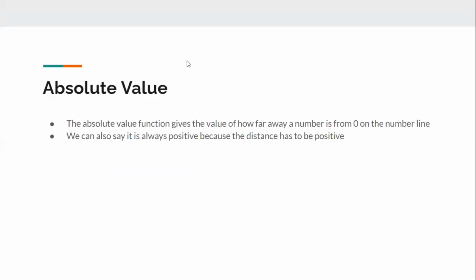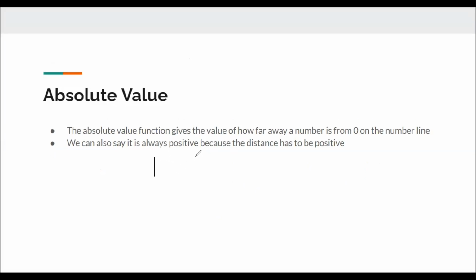Then there's the absolute value function, which gives you the value of how far away a number is from 0 on the number line. So what I mean by that is like this, you use this symbol to denote absolute value. So if you want to say, what's the absolute value of 6, right? So you're saying what's the distance from 0 on the number line for the number 6? Clearly that's going to be 6.